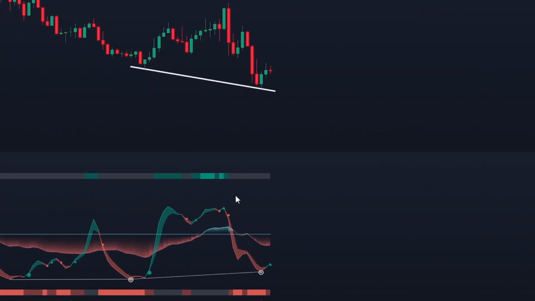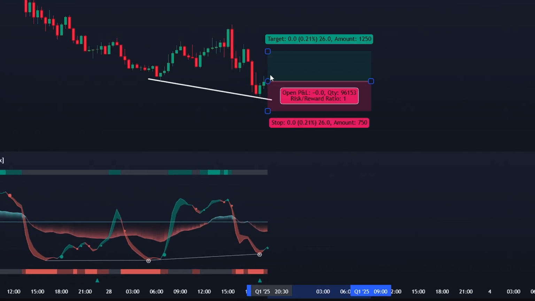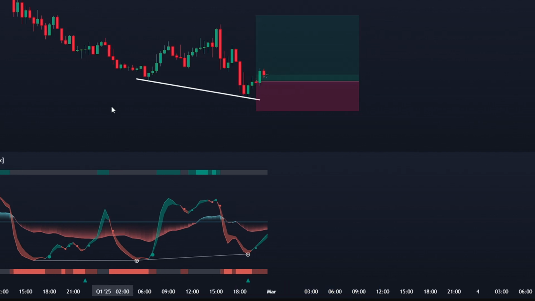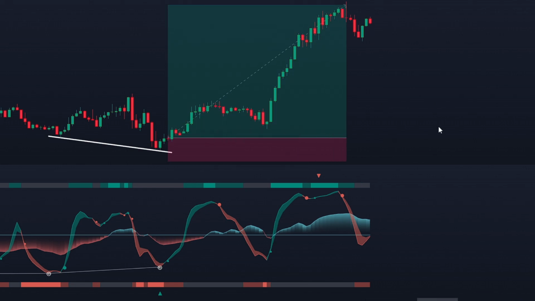This is a bullish divergence as indicated by this indicator. This basically means that the price is most likely going to go up. If we were to take a buy position here, the trade would have been profitable.